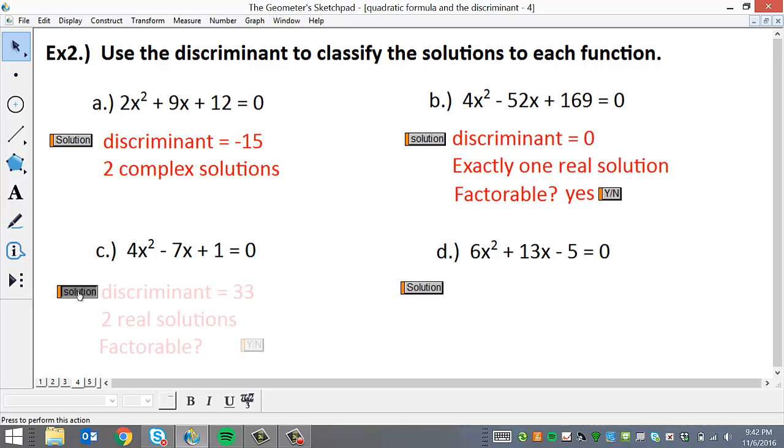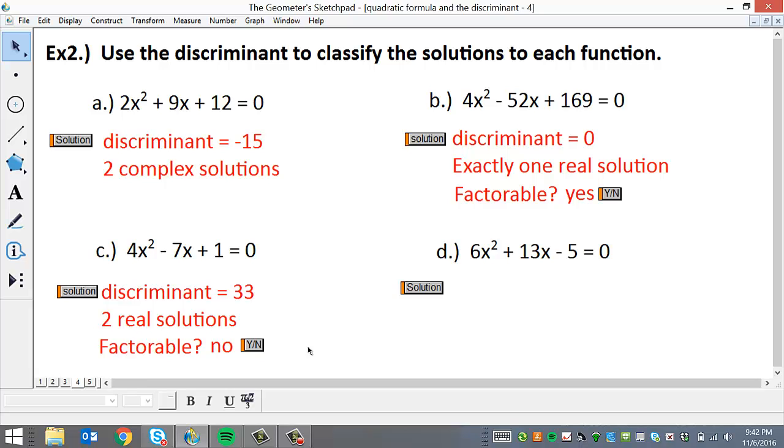Let's move on to C. The discriminant should be 33, which is a whole number greater than 0. That's an indicator that I have 2 real solutions. If I graphed this function, I would expect to see 2 x-intercepts, where the parabola intersects the x-axis at 2 places. Now I'll ask you the same question again: is this scenario factorable? The answer you should come up with is no, it's not, because 33 is not a perfect square. So it's not factorable.